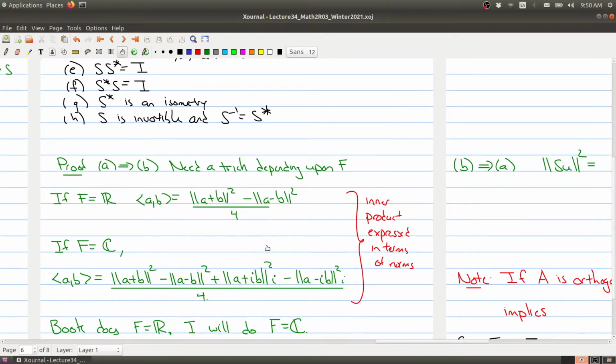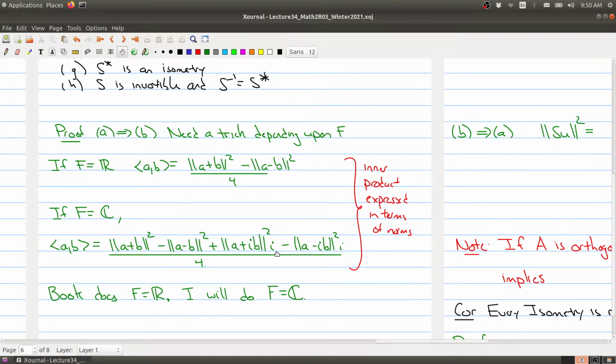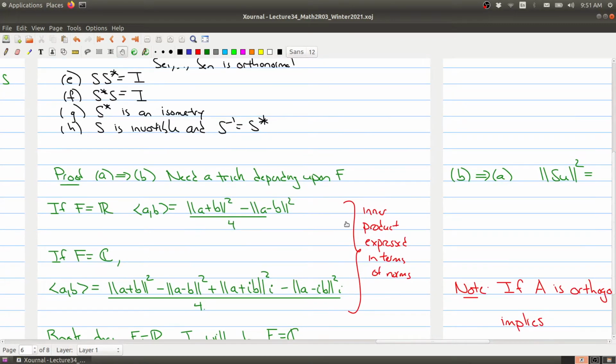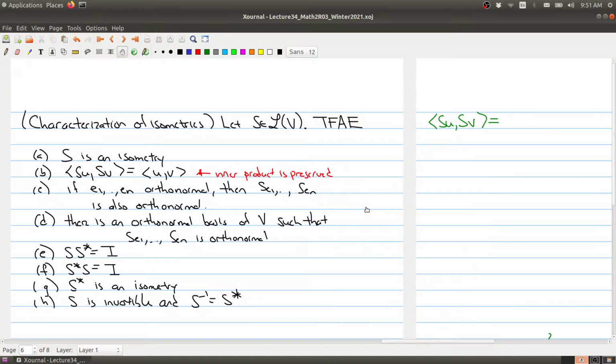Okay, and so I left off with the following fact: over the real numbers, we can link an inner product to norms using this identity, and over the complex numbers, we can link the inner product to norms using this identity. Now the book does the real numbers, so I will do the complex numbers. Okay, so let's go ahead and work out the details here.